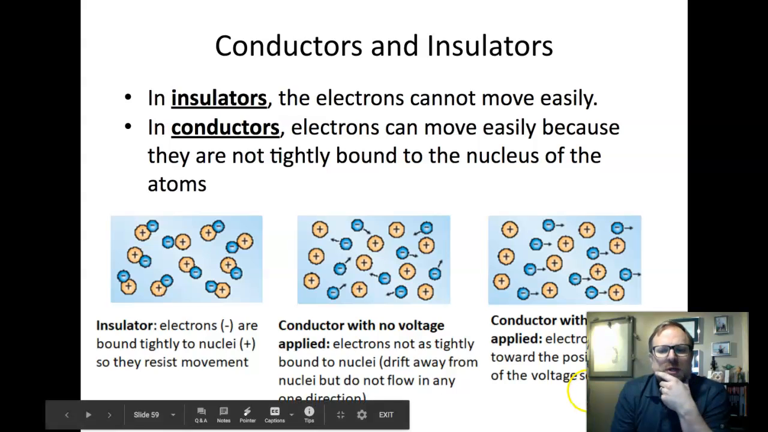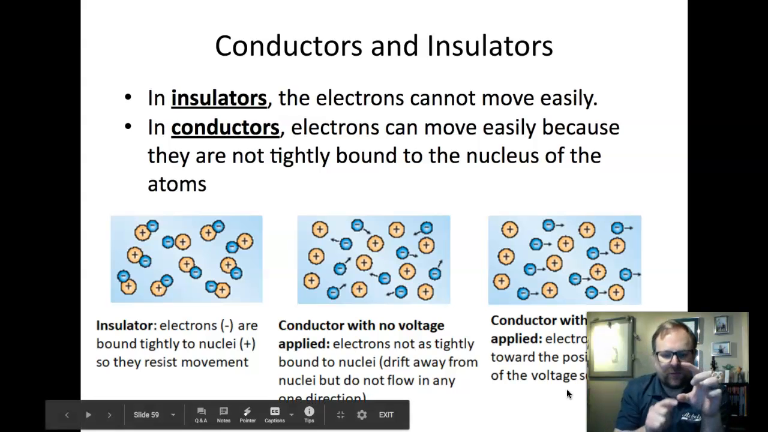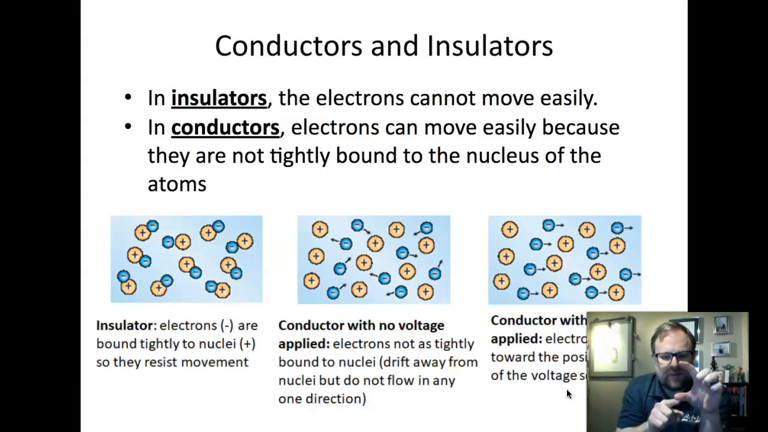applying a voltage, what's going to end up happening is the electrons are going to flow toward the positive terminal of the voltage source. So if your voltage source is a battery, it's going to flow towards the positive end of the battery, and they'll flow away from the negative end of the battery. So if this is positive and this is negative, they're going to flow away from the negative and towards the positive in our circuit of conductor, whatever that conductor is. Hope that kind of makes sense for you, okay?